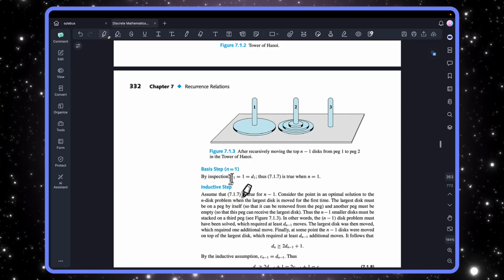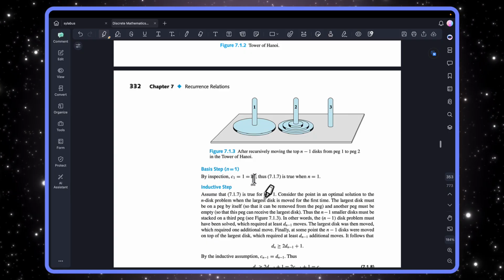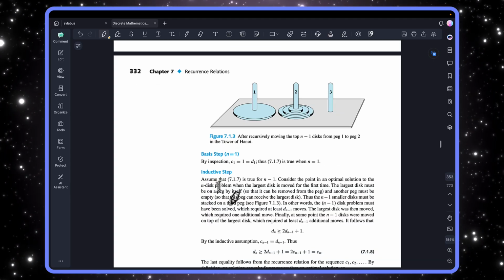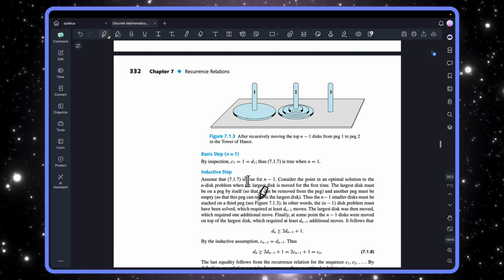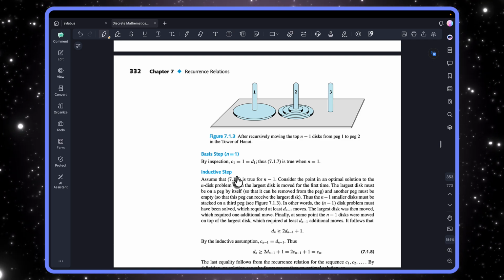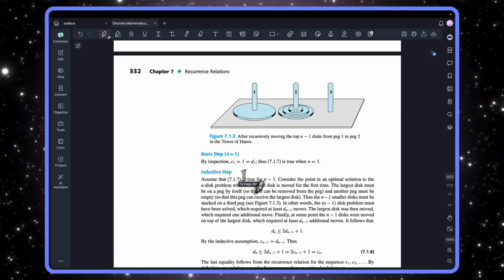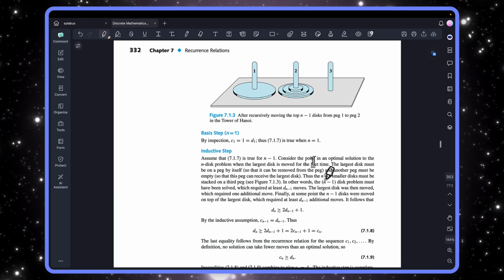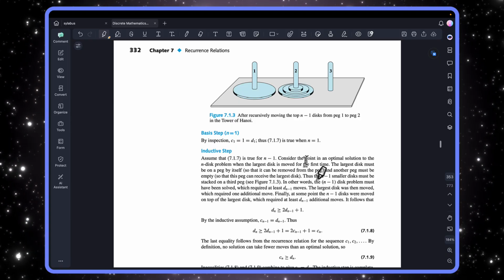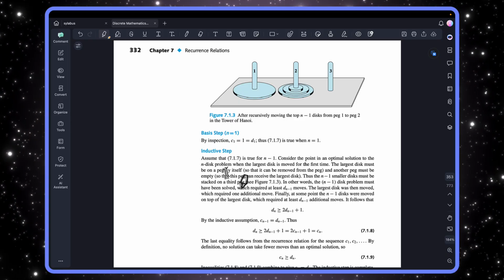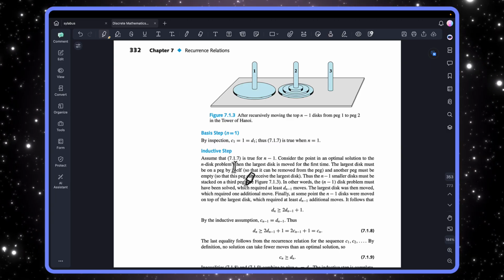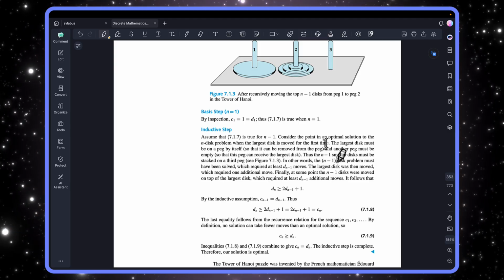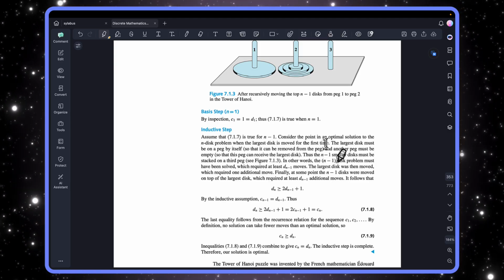By inspection, C sub 1 equals D sub 1; that's pretty much the optimal solution, right? For the inductive assumption, let's assume that it's true for n minus 1. In other words, C sub n minus 1 is equal to D sub n minus 1. Now let's consider the point in the optimal solution of the n disk problem when the largest disk is moved for the first time.